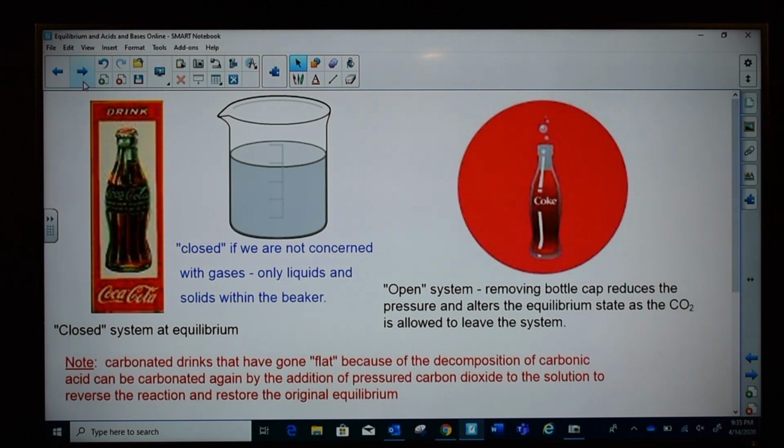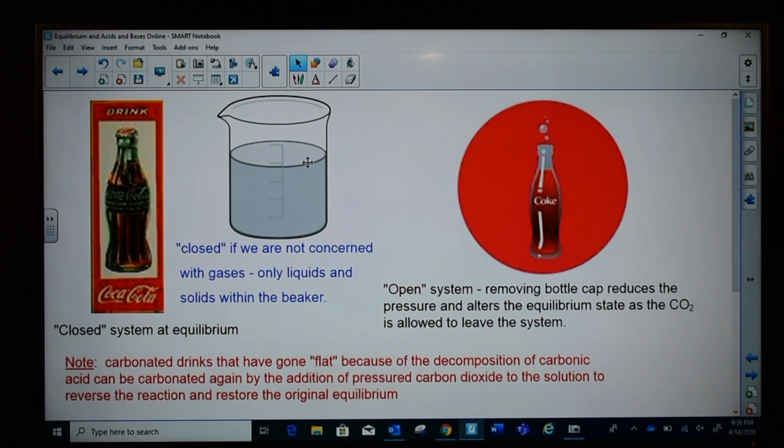That is definitely a closed system because inside that pop, not only do we have the sugary solution, but we also have gas particles within that solution. So once we open it, like I have over here on the right, once we open that bottle, gas is escaping, so it's now considered an open system.